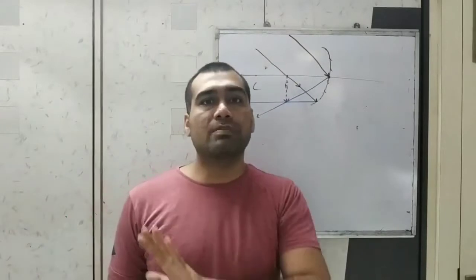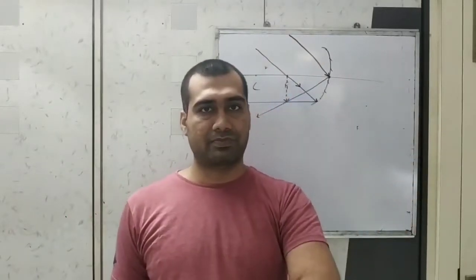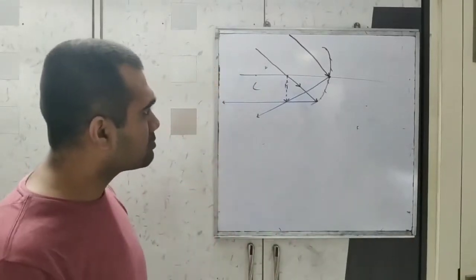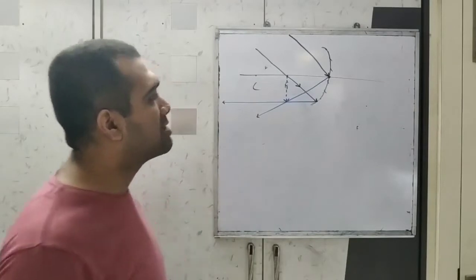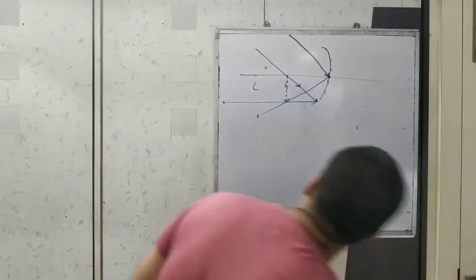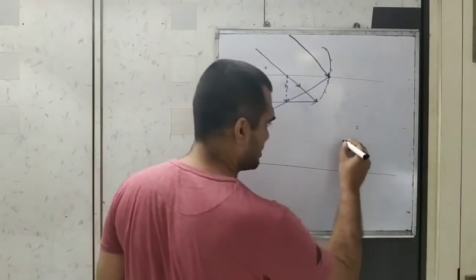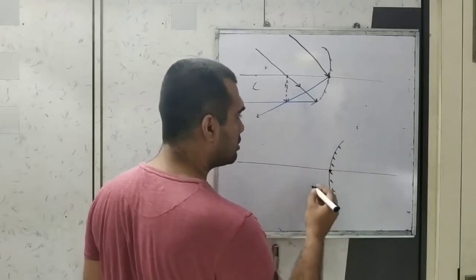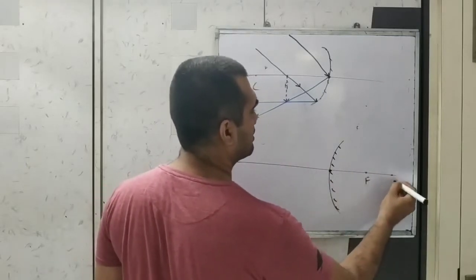Plane just means a two-dimensional surface. For example, this board is a plane. Your paper is a plane, two-dimensional. Now, what about a similar diagram with a convex mirror? Let's draw that. First of all, the principal axis, convex mirror, so the outer surface is... the inner surface is silvered, pole, F and C.